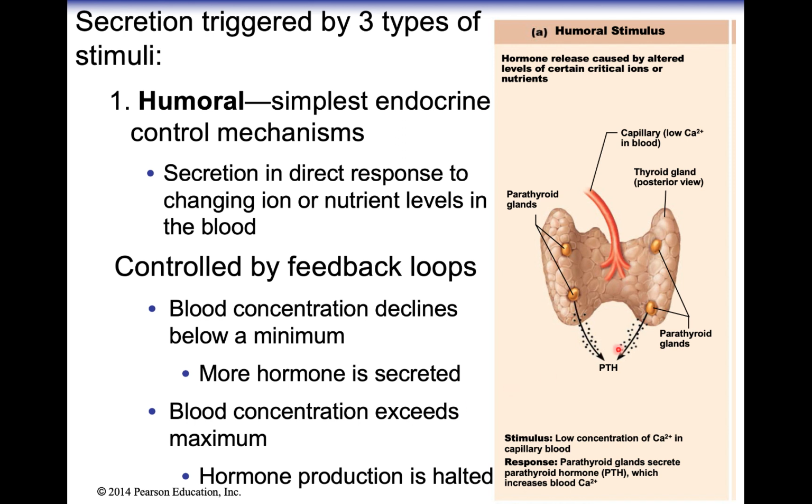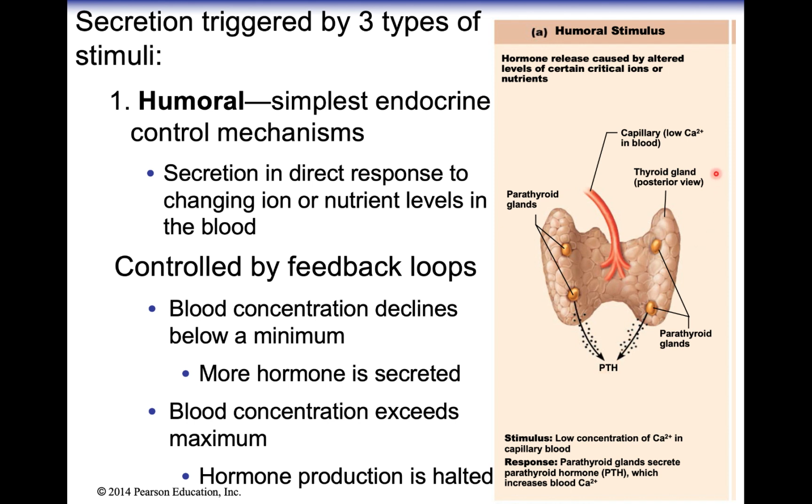So the best example that we have here is parathyroid hormone. Parathyroid hormone, PTH, is a hormone produced by the parathyroid gland. So parathyroid glands make parathyroid hormone. The job of parathyroid hormone is to increase your blood calcium levels. Now, if you didn't know this, your blood needs a minimum amount of calcium circulating through it at any time. Calcium is a required ion in your body.